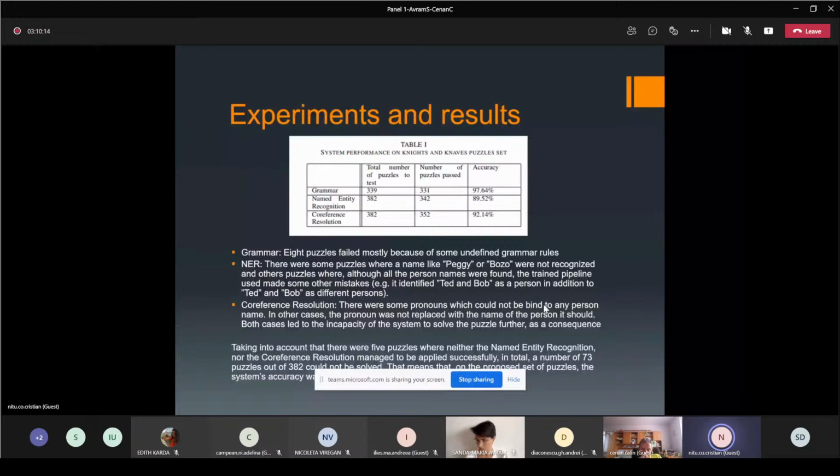Taking into account that there were 5 puzzles where neither the NER nor the coreference resolution managed to be applied successfully, in total, 73 puzzles out of 382 could not be solved. So we obtained an accuracy of approximately 80%.